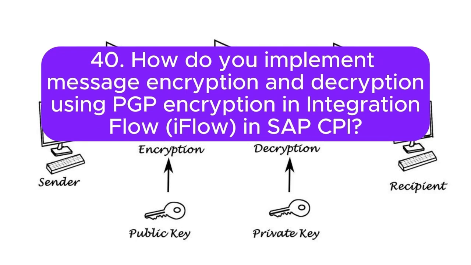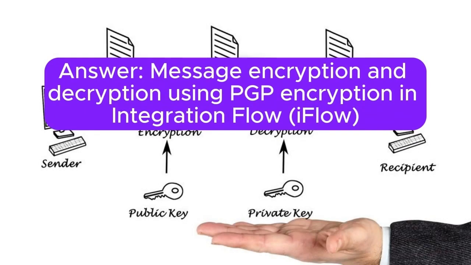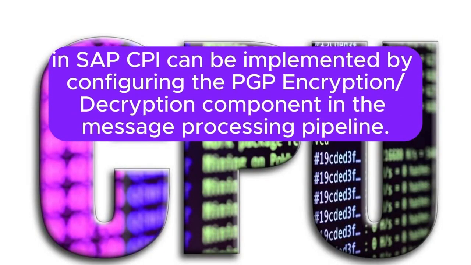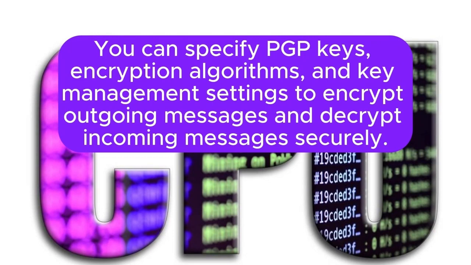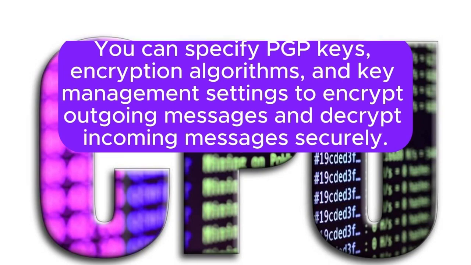40. How do you implement message encryption and decryption using PGP encryption in integration flow iFlow in SAP CPI? Answer: Message encryption and decryption using PGP encryption in iFlow in SAP CPI can be implemented by configuring the PGP encryption and decryption components in the message processing pipeline. You can specify PGP keys, encryption algorithms, and key management settings to encrypt outgoing messages and decrypt incoming messages securely.